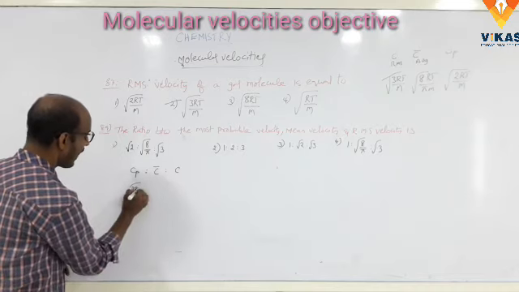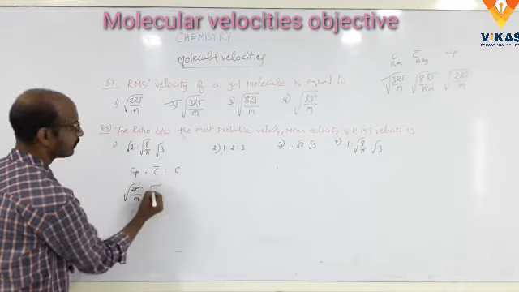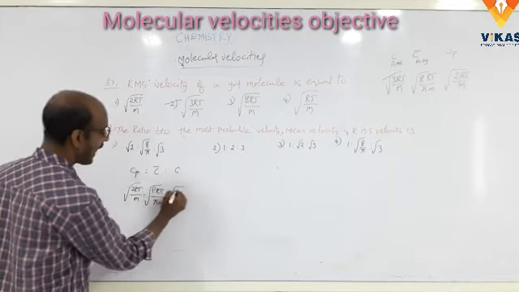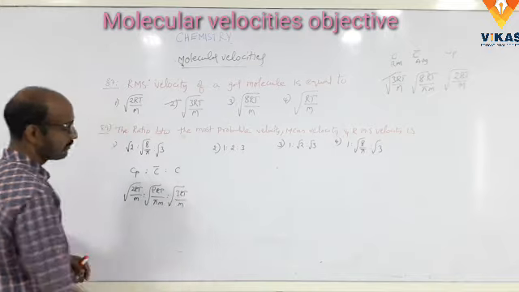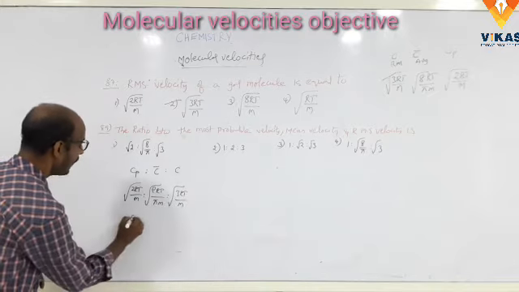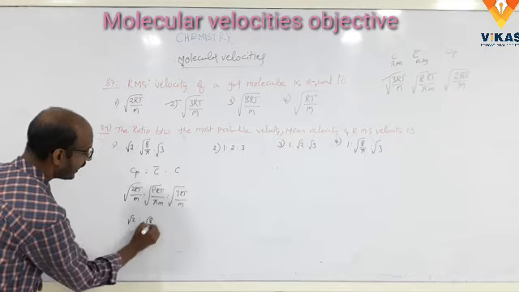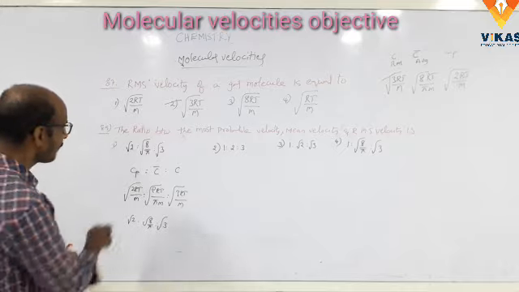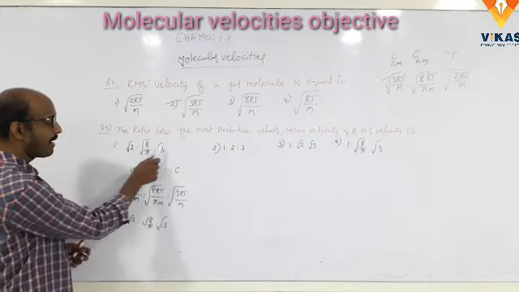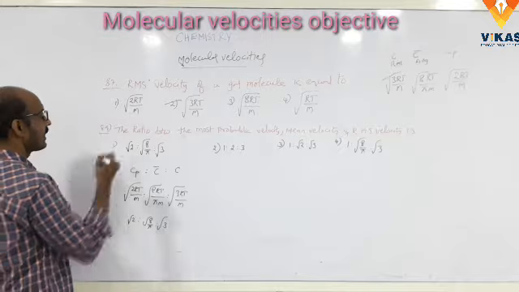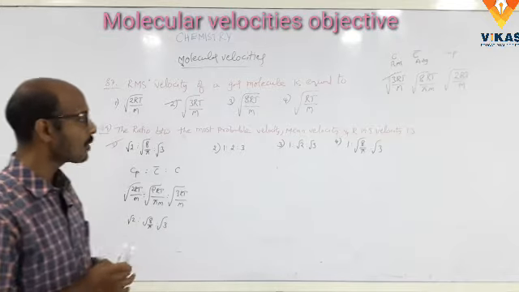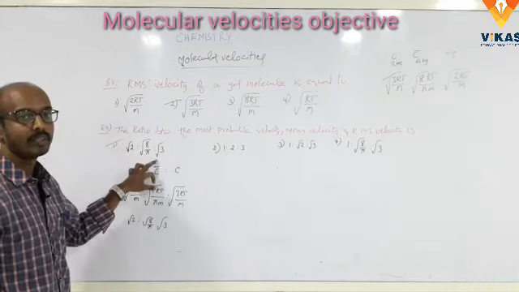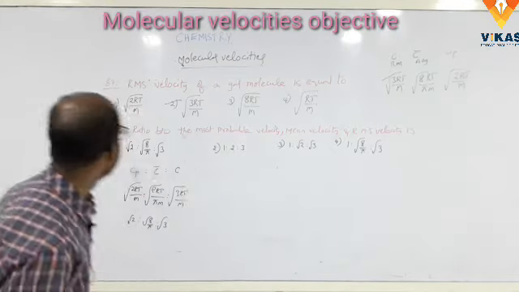That is root of 2 RT by M, is to root of 8 RT by pi M, is to root of 3 RT by M. Clear? So what is the relation between these three? Root 2, root 8 by pi, and root 3. And among these four options, is anyone there? Yes, that is the first one, root 2, root 8 by pi, root 3. So the first answer is the correct one. The ratio between the most probable velocity, mean velocity, and RMS velocity is root 2, root 8 by pi, root 3. Clear? And next question.